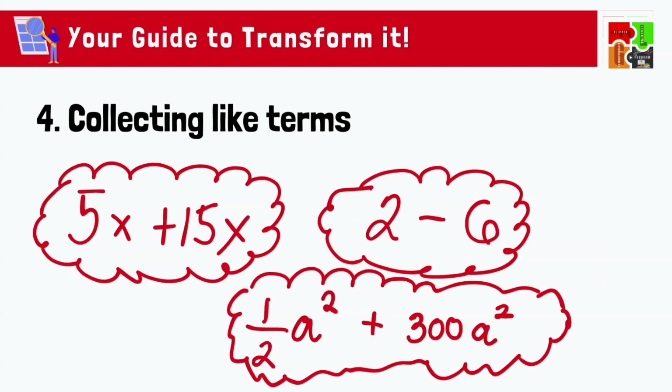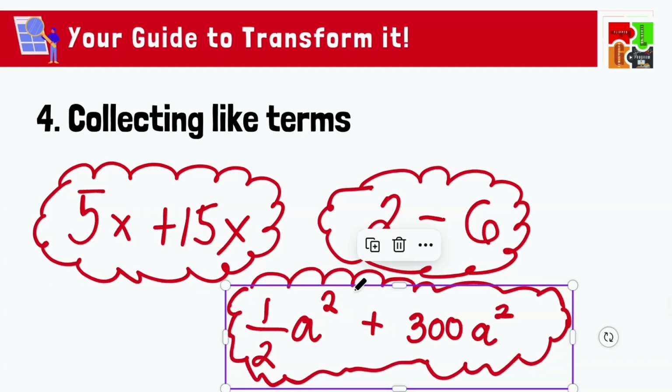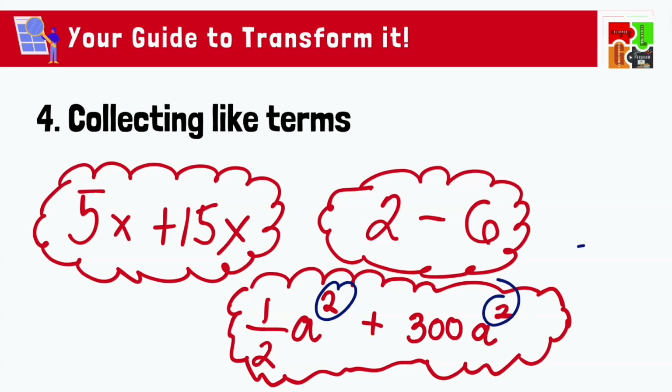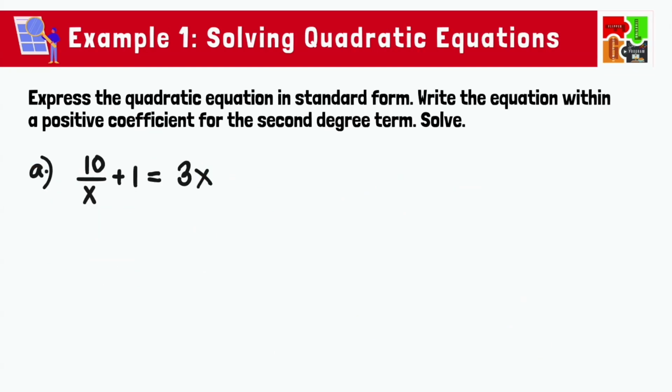Also, collecting like terms. If there are like terms, like variables, like coefficients, like constants, and like degree, we can add them together. So do not forget to add them or to simplify them rather. Okay, these are the 4 guides to transform a given equation. So let's proceed to this particular given example.